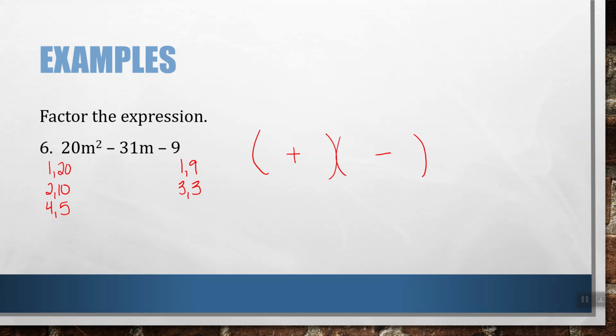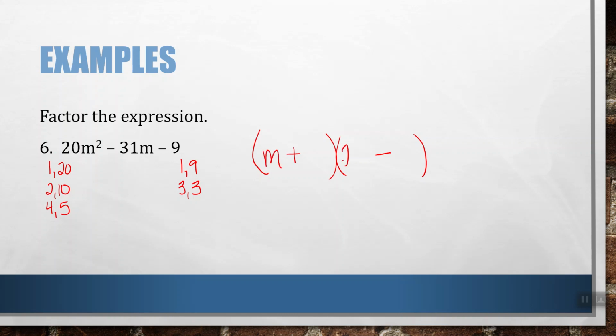And really, you kind of have a choice. Where do you want to start? In the front, in the back? What set of factors do you want to try? We really need all the different combinations. There are 6 possible combinations before we even start messing with signs. So let's see. Let's just start with 1 and 20.